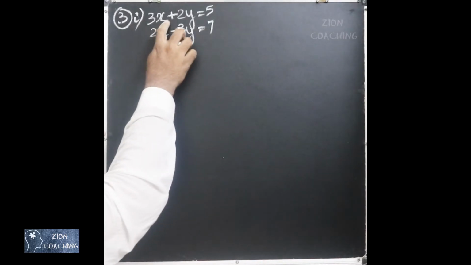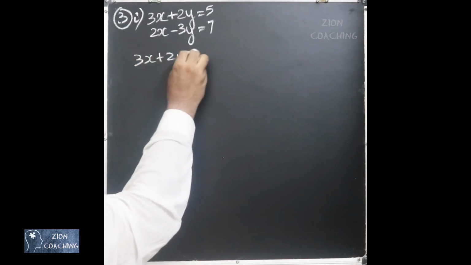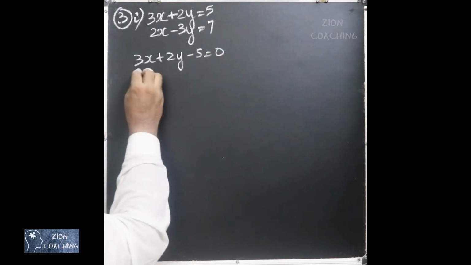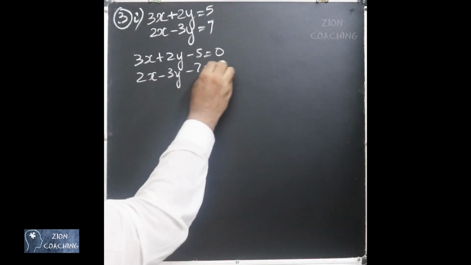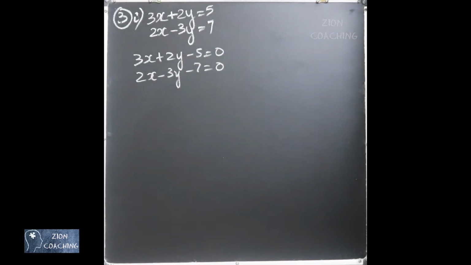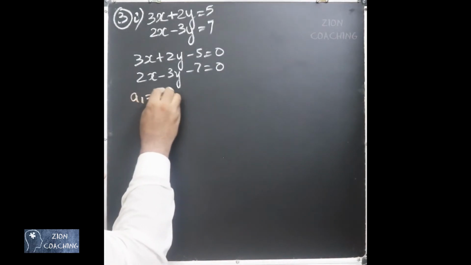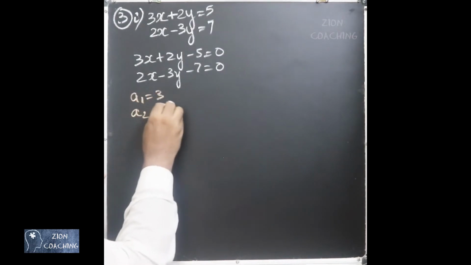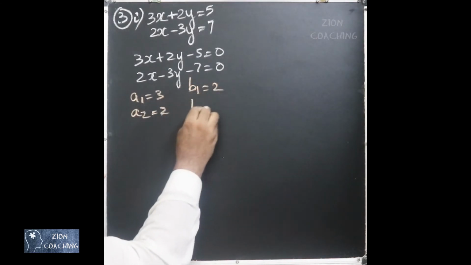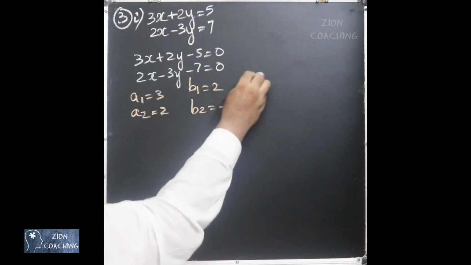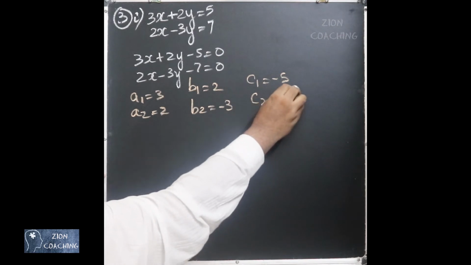I am going to write the given equations in the general form. We will have 3x plus 2y minus 5 equal to 0, and the second equation will be 2x minus 3y minus 7 equal to 0. Now comparing with the general form, we will have a1 is equal to 3, a2 is equal to 2, b1 is 2, b2 is minus 3, c1 is minus 5, c2 is minus 7.